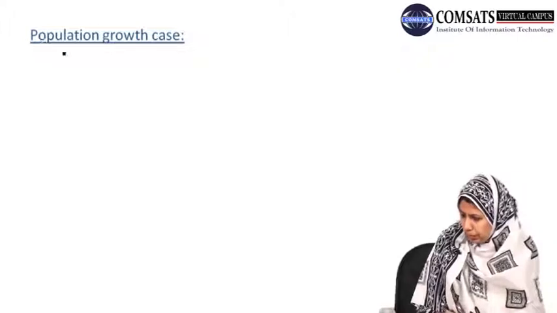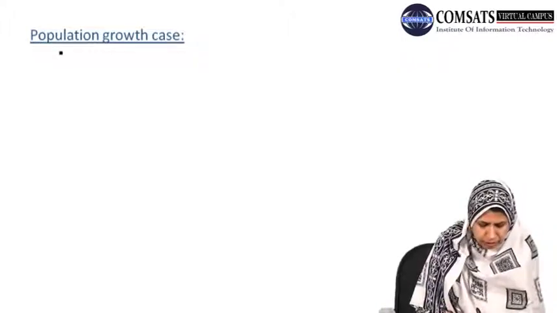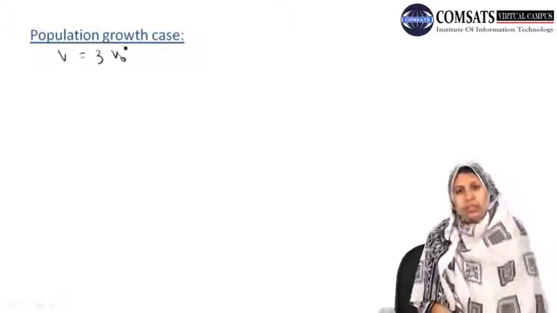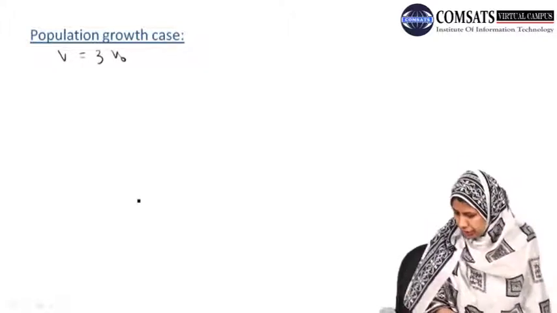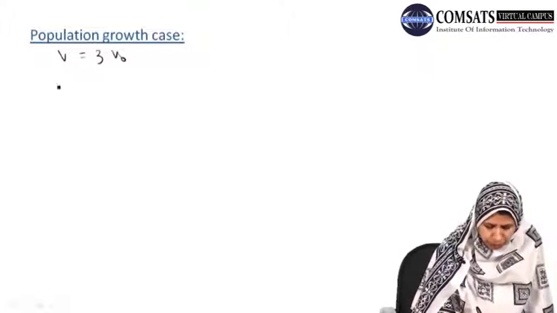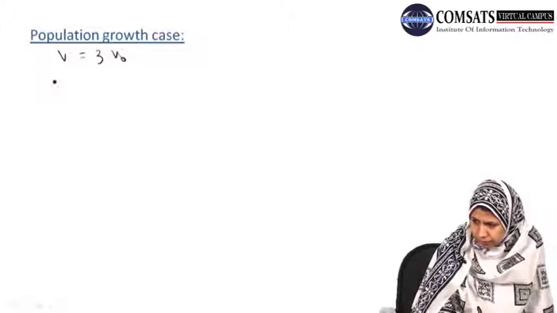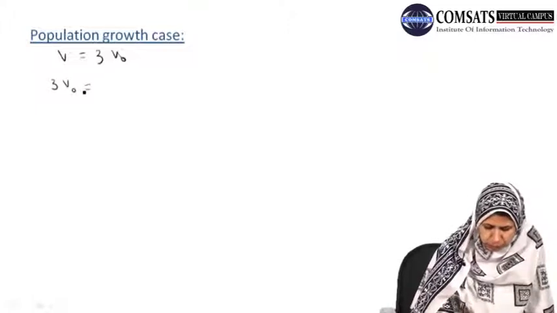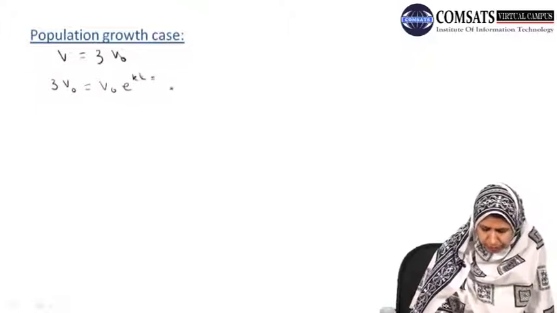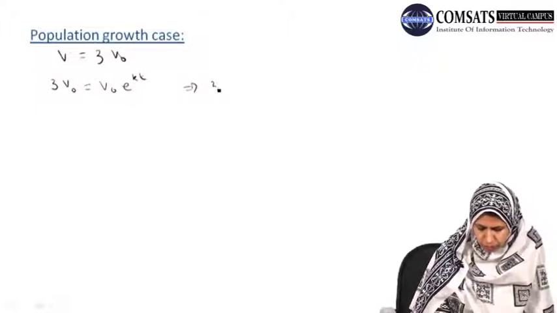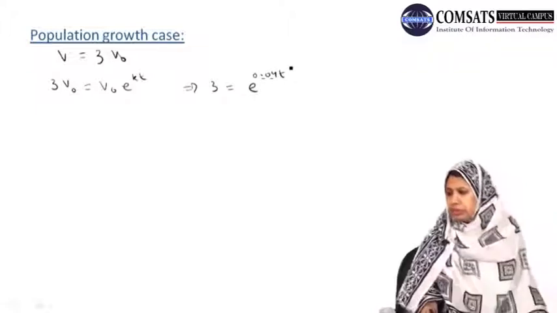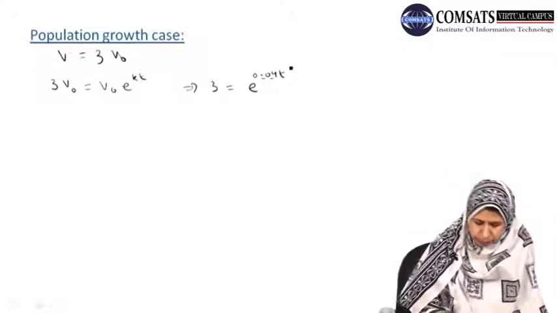Okay. If we are asked to find the time when the population will be triple the initial population, then we will put this value of V in our population model, that is 3V naught equals V naught into e to the power kt, and we obtain 3 equals e to the power 0.04t, where k is the same as in the previous example.